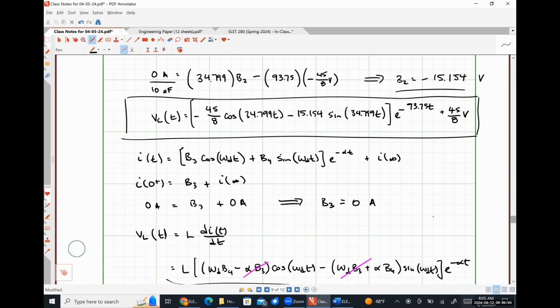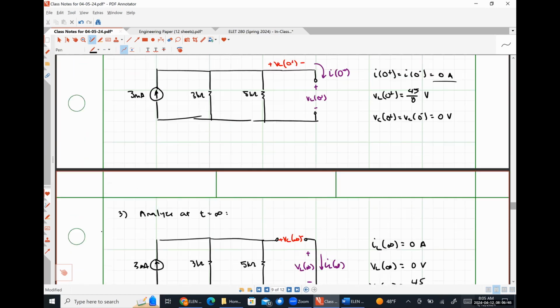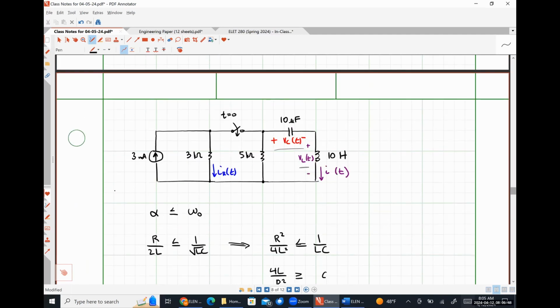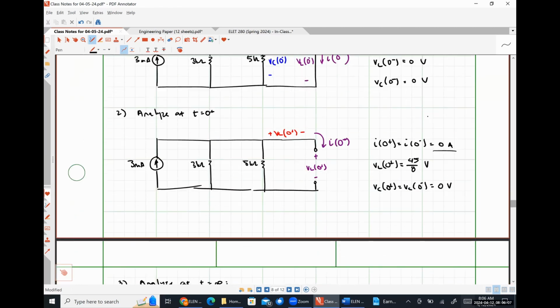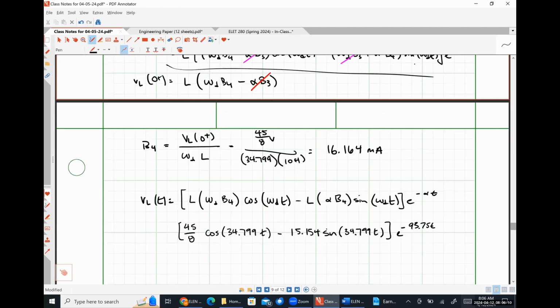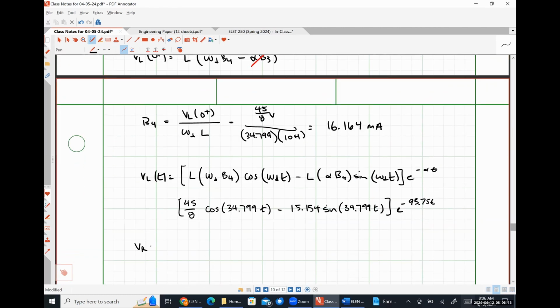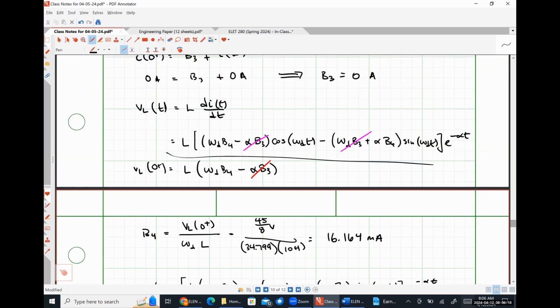So we have VL and we have VC. And now we're going to add these quantities together, because just to recap, our goal was to figure out what this resistor current is. The voltage drop across the resistor is the sum of the voltage drop across the capacitor plus the voltage drop across the inductor, divided by the resistor value. So let's look at what VR of T is going to be: just VL plus VC.